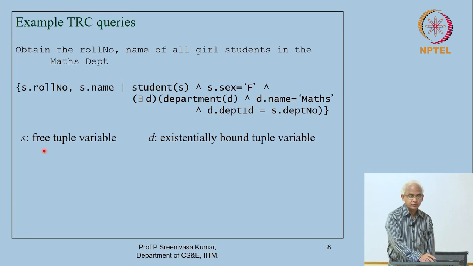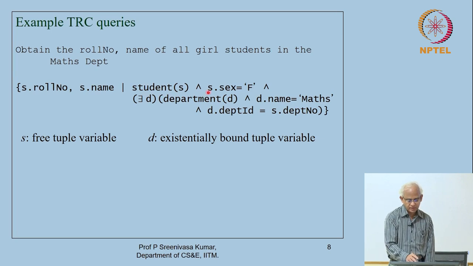It is given, S is a free variable, right. So, you can also see it here, S is a free variable because it is not bound with any quantifier, whereas D is a bound variable. Here we are putting there exists D and then putting a condition here. The scope of there exists D is this entire sub-expression, sub-formula. Okay.